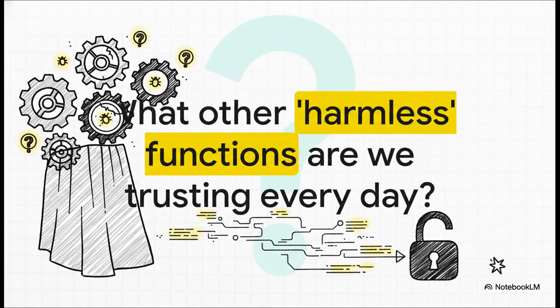You know, this whole format string vulnerability is a huge wake-up call. It's a stark reminder that even the most basic, fundamental building blocks that we use to build our digital world can have these hidden, incredibly dangerous flaws. It really makes you wonder, doesn't it? What other harmless functions are we all trusting every single day? And what secrets might they be hiding?